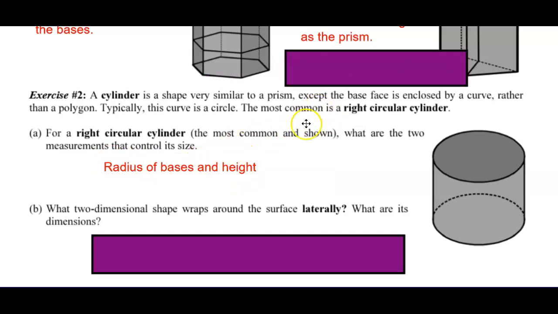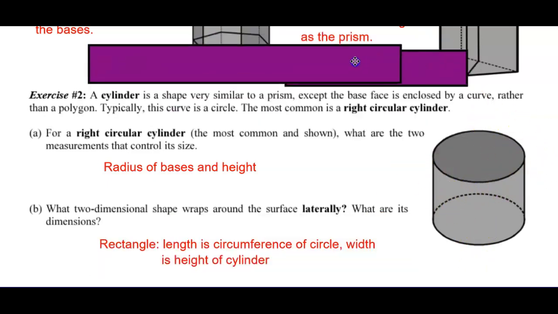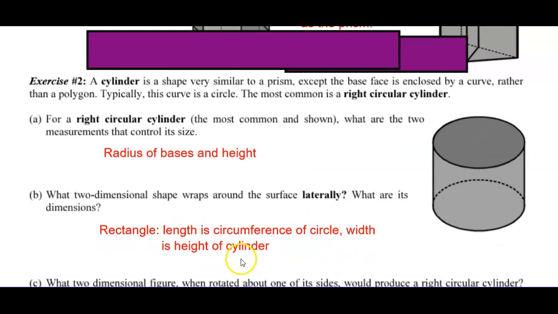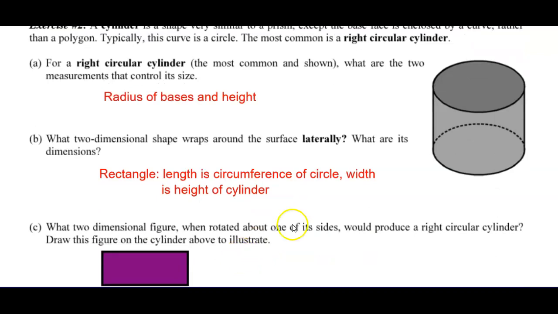So what kind of figure wraps around it laterally? If you were to cut this vertically, like to picture this being a paper towel tube or something like that, if I cut it vertically and unroll it, what I'm going to get is a rectangle. And so the rectangle is going to have a height that's the same height as the cylinder, but then the length is going to be whatever the length of the circle was, otherwise known as circumference. So the length is the circumference, and the width will be the height of the cylinder. All right, so that's called the lateral surface of the cylinder going around the side.